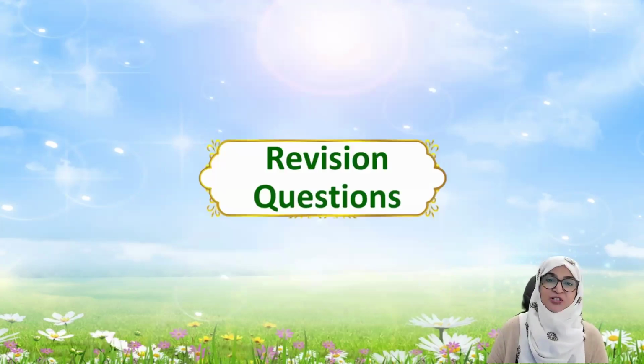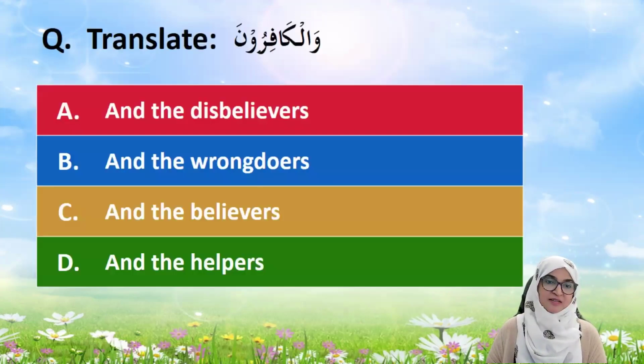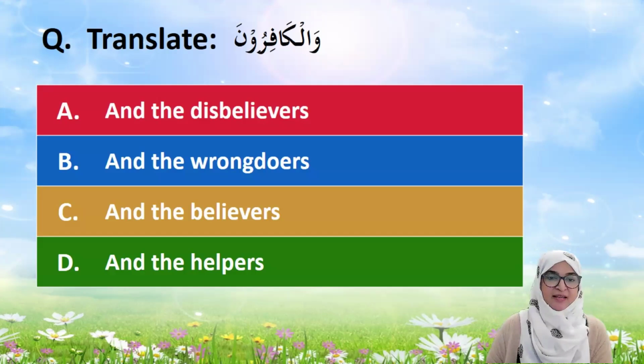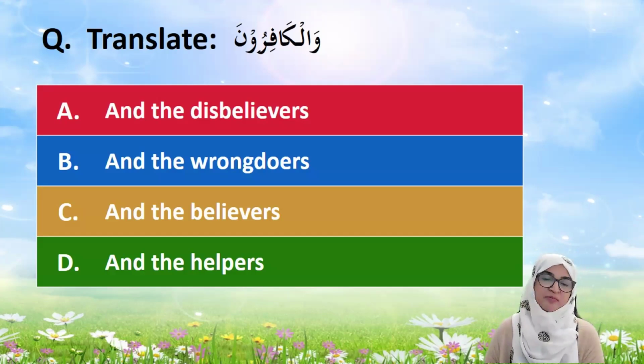All right, now revision questions. So my student today will first answer. Translate wal kafirun. What's the answer? A. And the disbelievers. Correct. Because wa means and, al kafirun is disbelievers. Perfect. Very good.